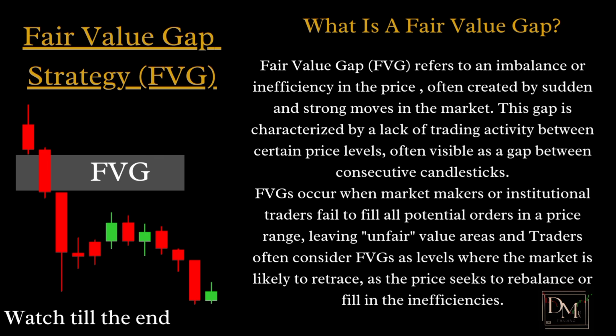FVGs occur when market makers or institutional traders fail to fill all potential orders in a price range, leaving unfair value areas. Traders often consider FVGs as levels where the market is likely to retrace, as the price seeks to rebalance or fill in the inefficiencies.